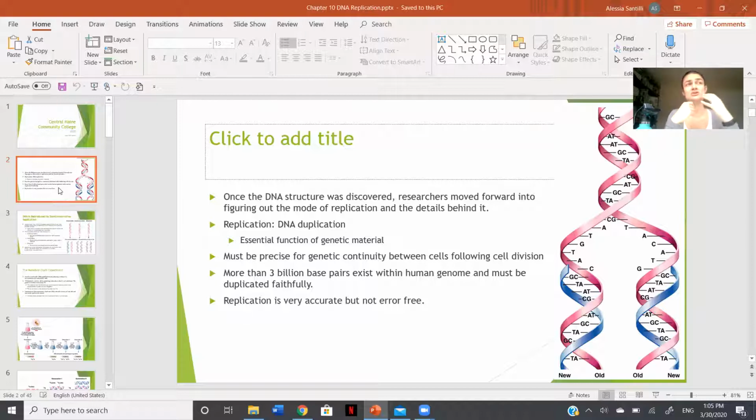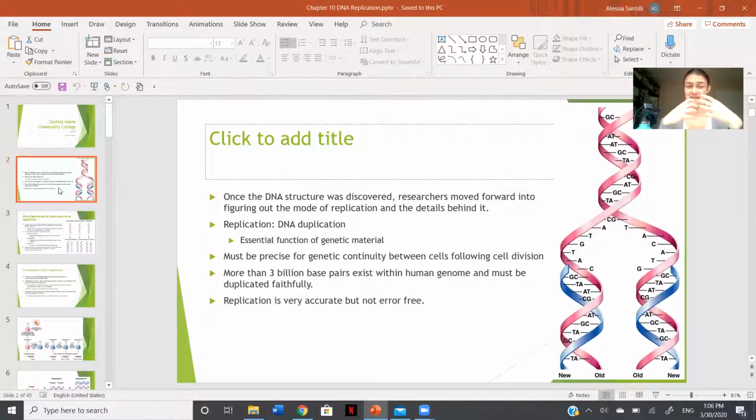And even though it's such a huge feat, there really aren't that many errors that are made. There's actually very minimal amounts of errors. The errors are about 1 every million base pairs. So that's equivalent to about 3,000 mutations every time the DNA replicates, which really isn't a lot, again, considering the immensity and how big our actual genome is. So it's a very efficient process, and we'll see why it's efficient.